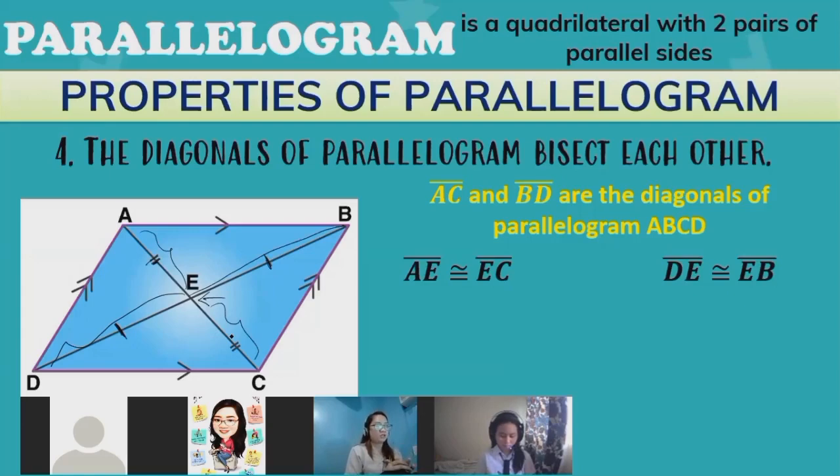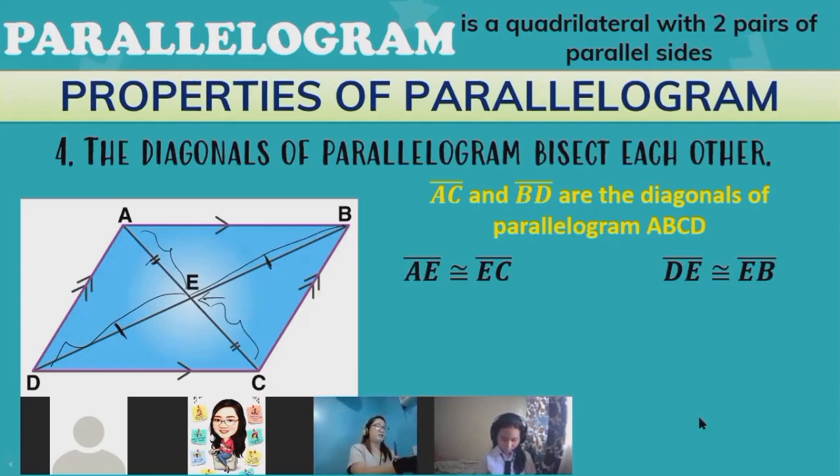Now, my question is, is AC congruent to BD? Based on the figure, are the diagonals AC and BD equal in measure? Jillian, are they equal? Hindi po. Okay, very good. They are not equal. As you can see, based from the figure, segment BD is longer than segment EC. Therefore, the halves of these diagonals are also not congruent.